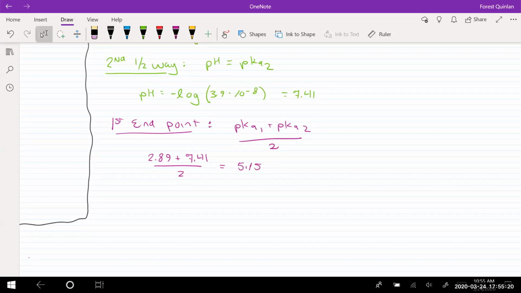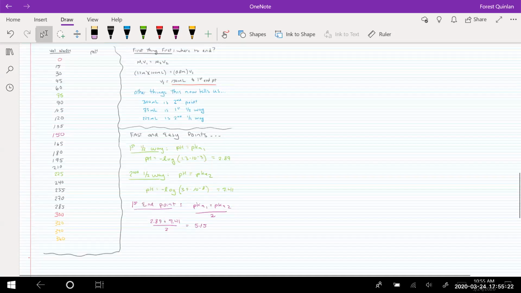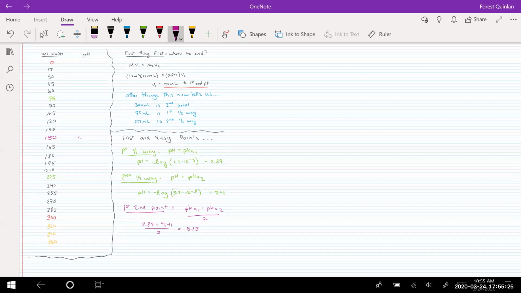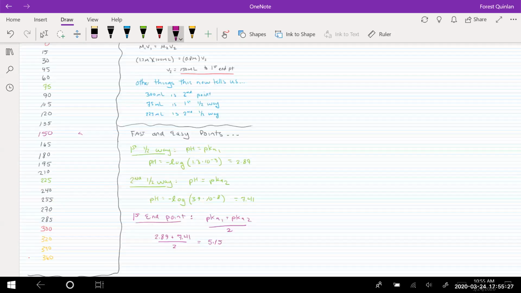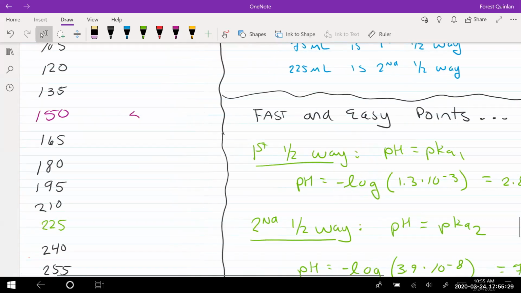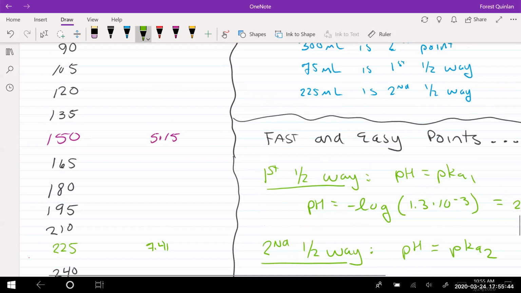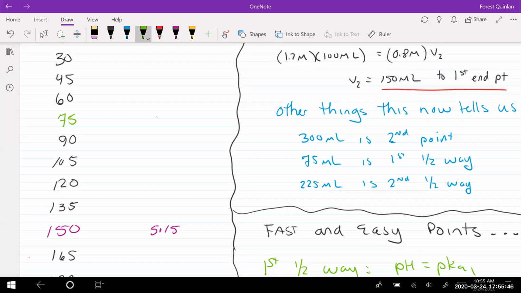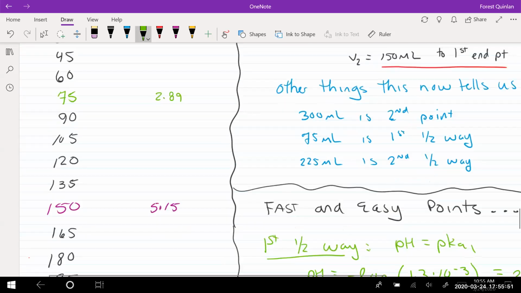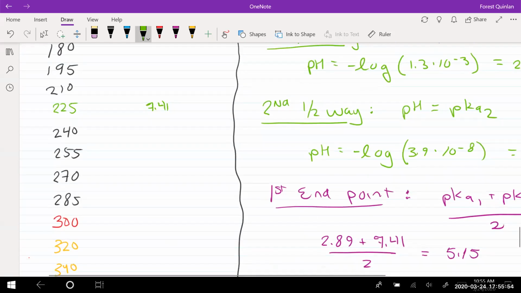Let's go ahead and put those in while we have them. So we'll come back over. We have 5.15, and we had down here 7.41. We had, I think it was 2.89. Okay.